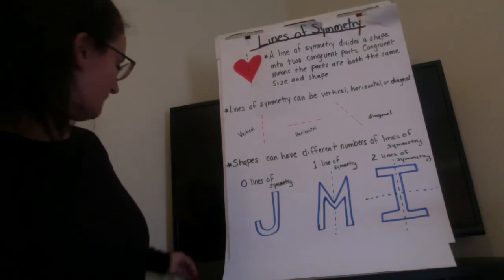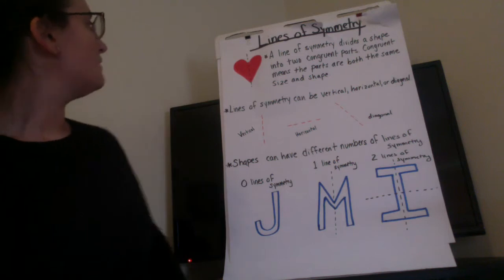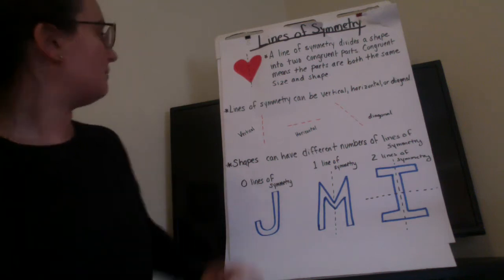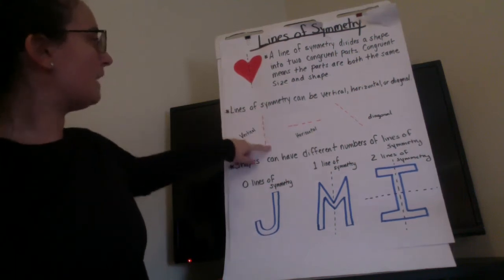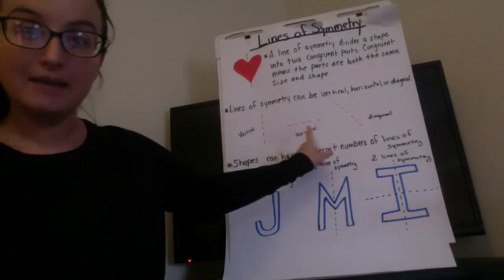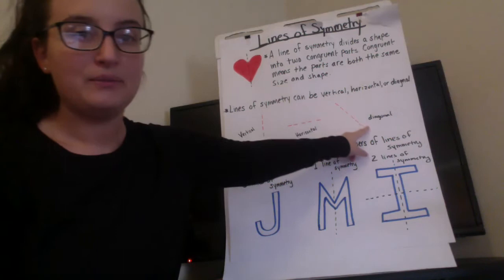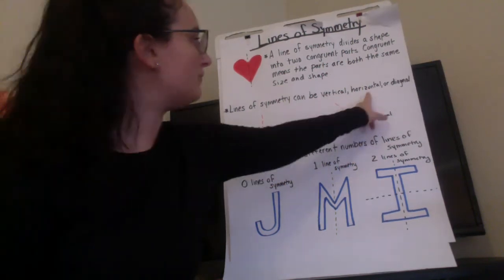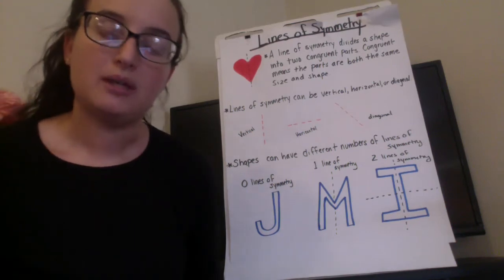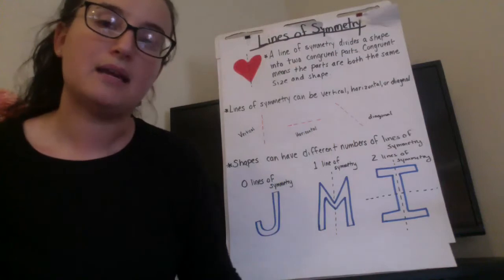So let's look at the next part. So lines of symmetry can be vertical, so that means up and down. A line of symmetry can be horizontal, which is from side to side, or a line of symmetry could even be diagonal, this way diagonal, or could even be this way diagonal. So there's a lot of different types of lines of symmetry. It could be straight up and down, could be side to side, or it could be at a slant and diagonal angle.